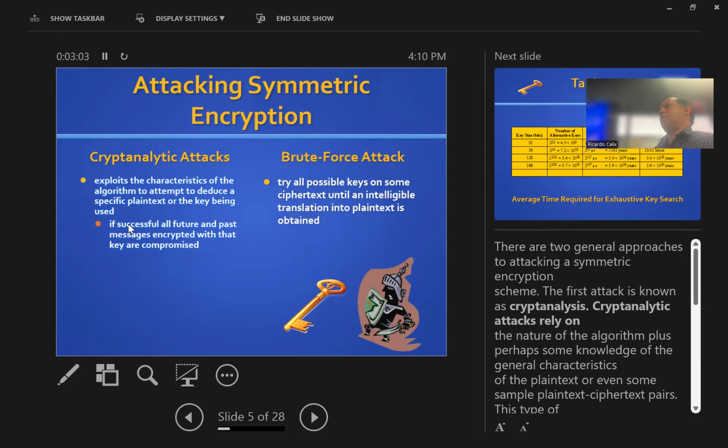In theory, although it hasn't been broken yet for a key of sufficient size, this is very difficult. There's also quantum computers now, right? That's Shor's algorithm, and that also breaks RSA, but it requires a quantum computer, which probably does not exist currently. So, cryptanalytics exploits the characteristics of the algorithm to attempt to deduce a specific plain text or the key being used.